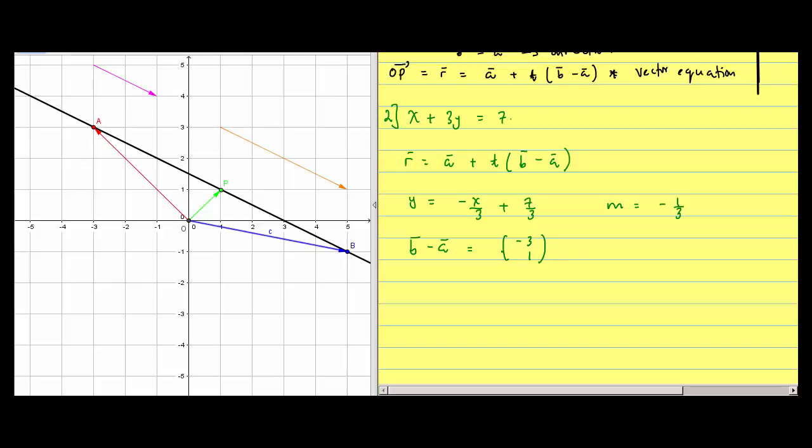And now what remains then is for me to find a point which lies on the line. Let y be equal to 0. You can see that plugging y is equal to 0 there, x is going to be equal to 7. So I could call this point OA. So OA, or the coordinates of A, will give me the vector (7, 0). So the vector equation of this line here is going to be equal to (7, 0) plus t multiplied by the direction vector, which is (-3, 1).